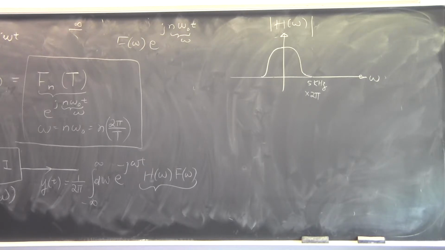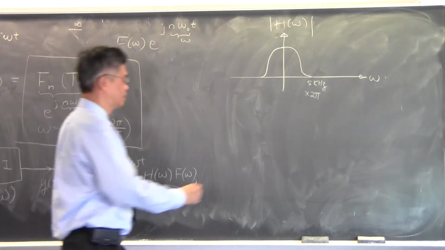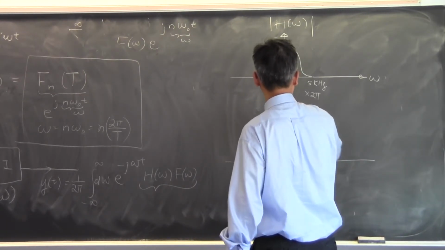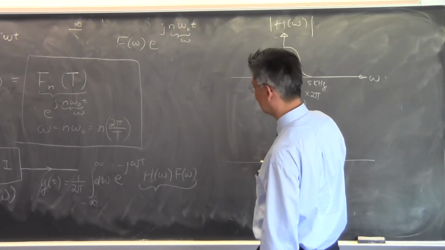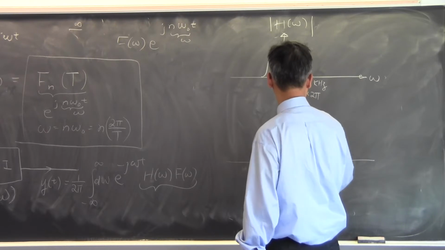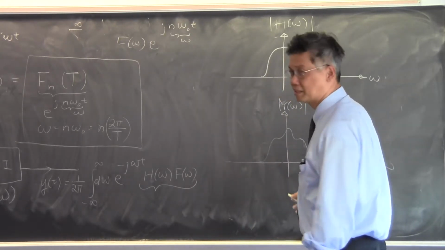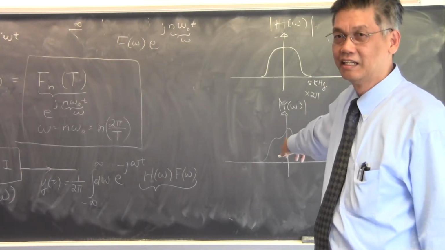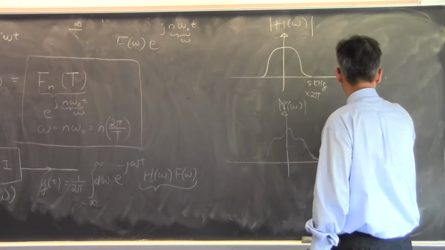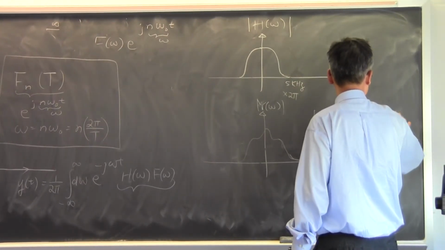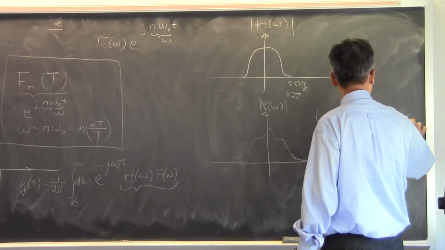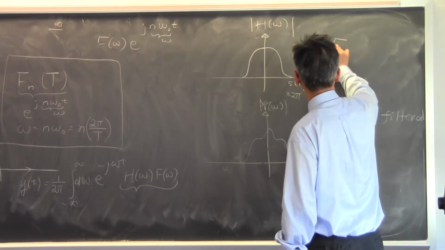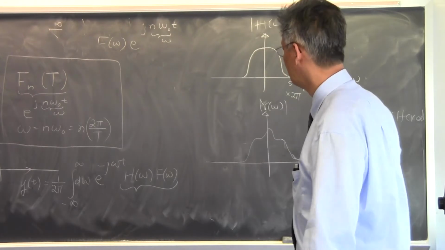So if you were to send this through here, and I look at y of omega, roughly speaking it will look something like this. I didn't draw it exactly, but this multiplied by that gives you that. This is called a low pass filter, a low pass filtered signal. And you can call this the low pass filter.